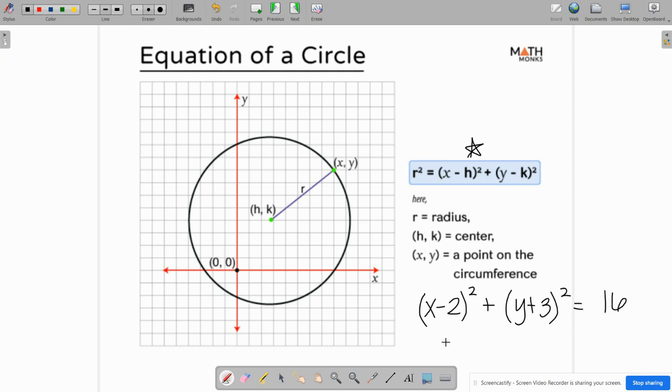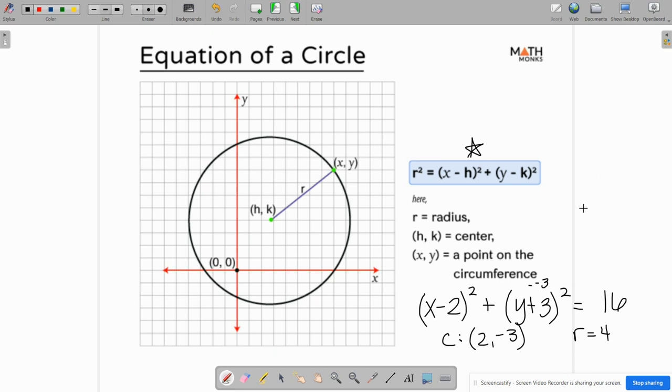What this would be is a circle where the center is (2, -3), right? Because it's minus h and minus k, where (h, k) is the center. So minus 2 means 2 is the x coordinate. And this is the same thing as minus -3, to add 3. So -3 would be the y coordinate of your center. And then over here, r squared is what it's set equal to, which means in this case, 16 is r squared, and therefore r is 4. So you would have a radius of 4.